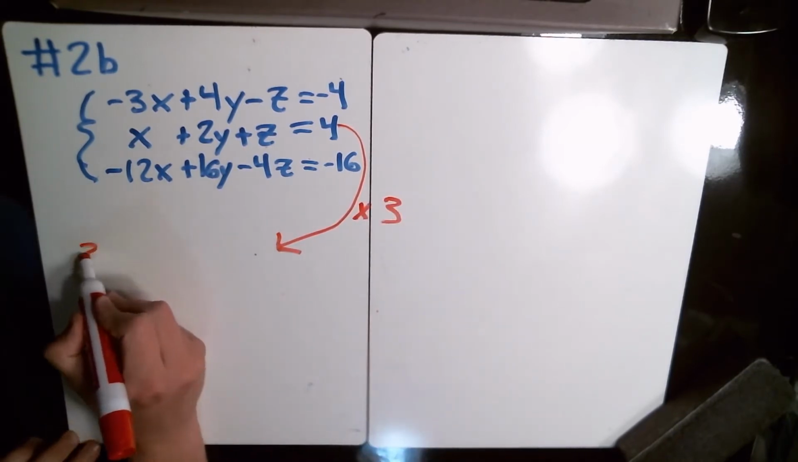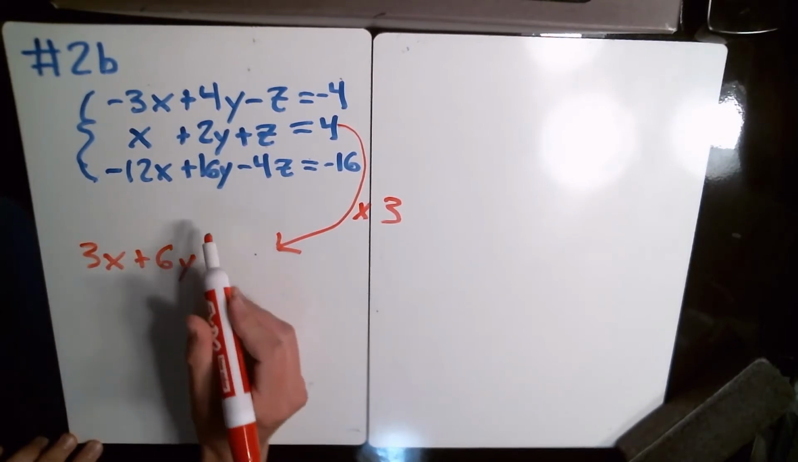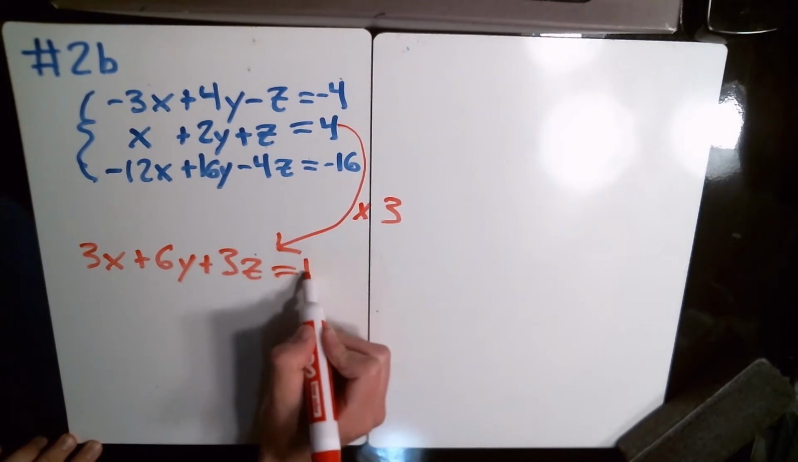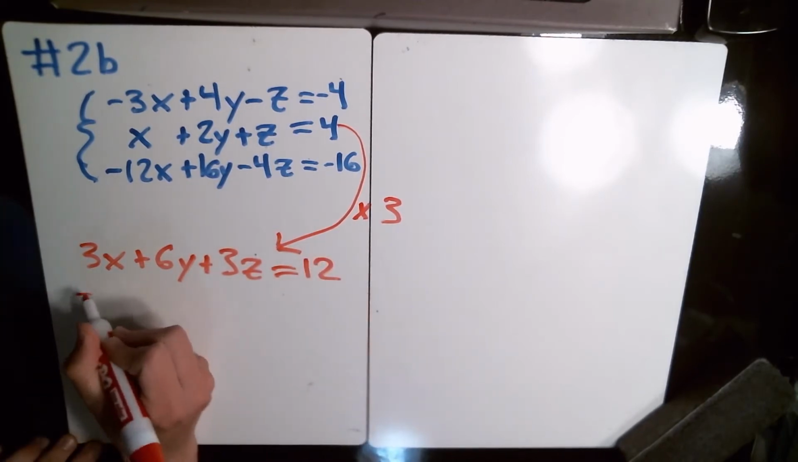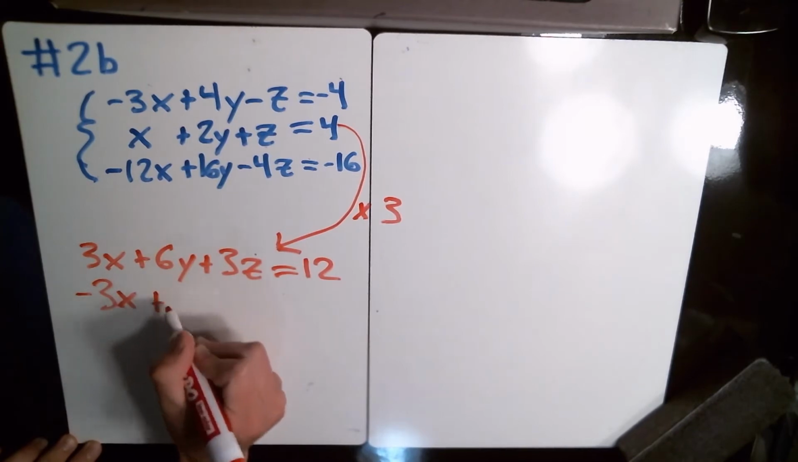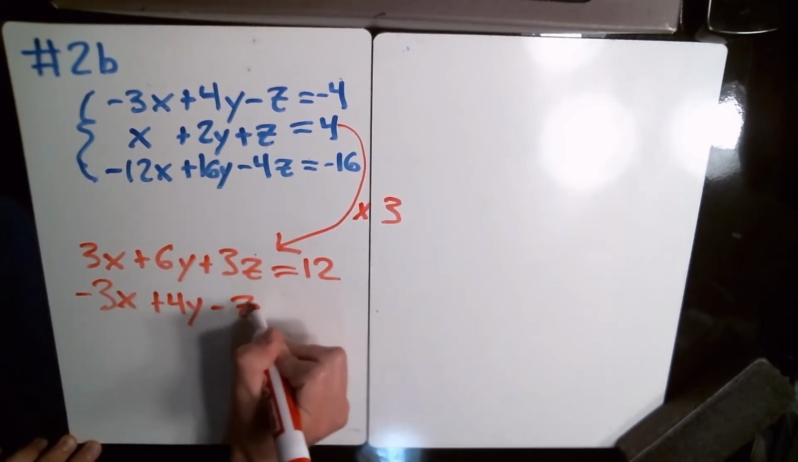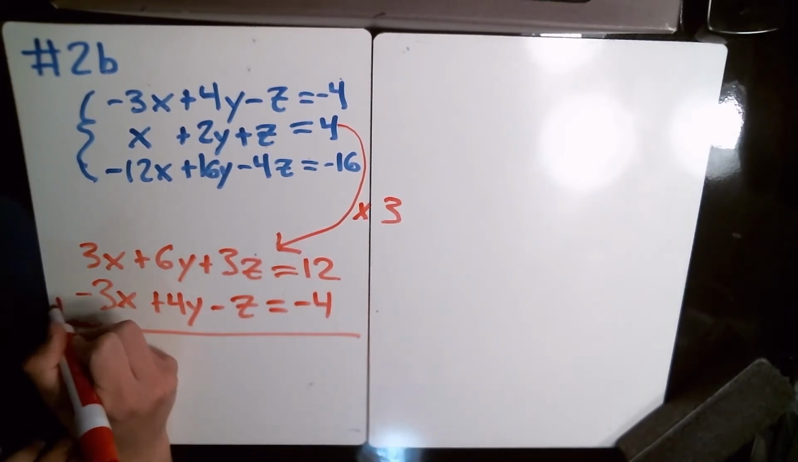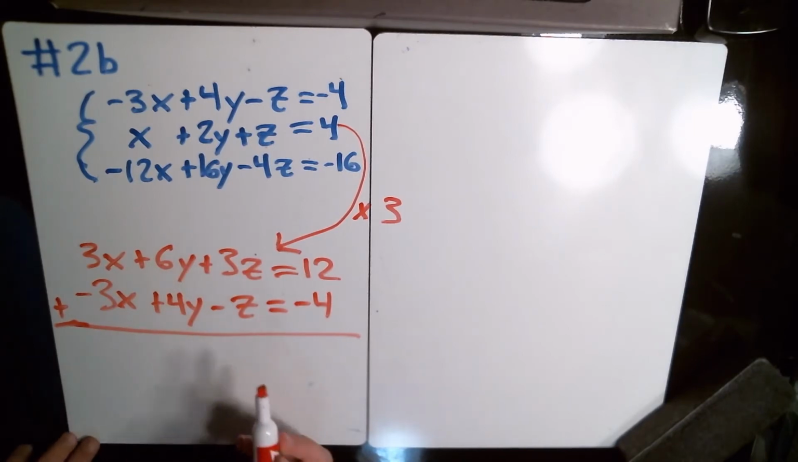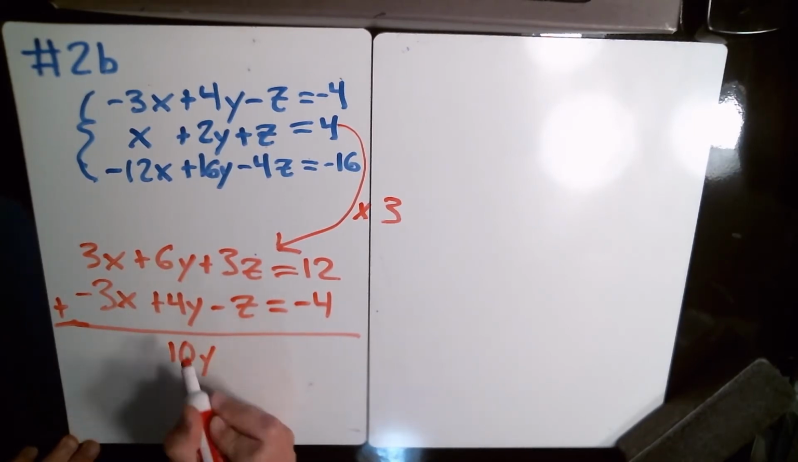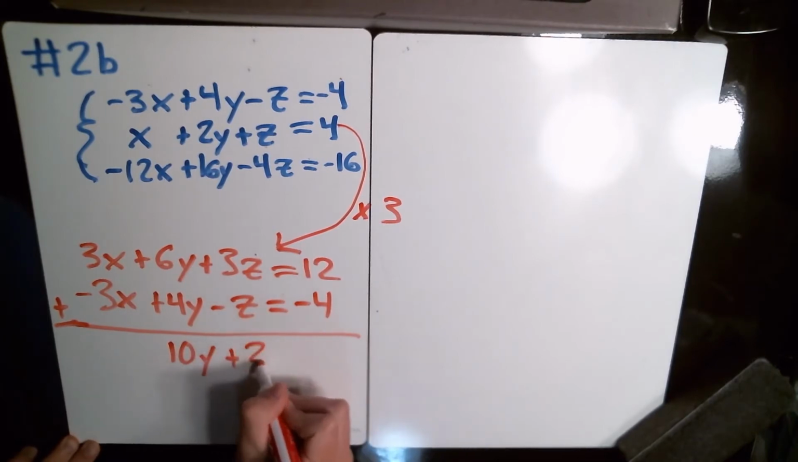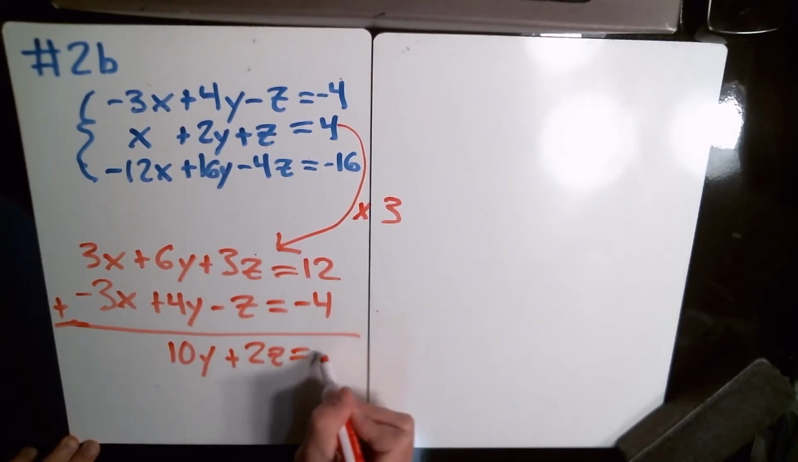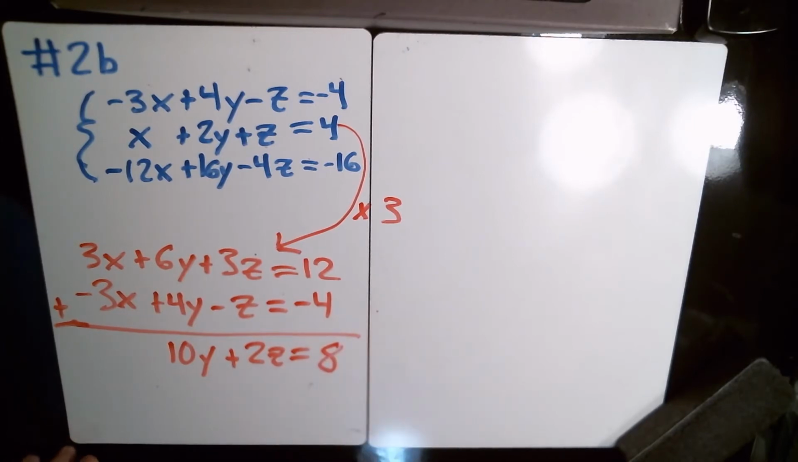So I get 3x plus 6y plus 3z is 12. I'm adding that to negative 3x plus 4y minus z is negative 4. Adding these together cancels out the x's, so we get 10y plus 2z is 8. That's us getting rid of the x's in the first equation.